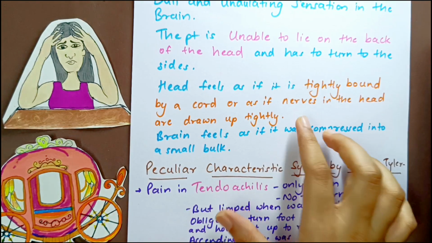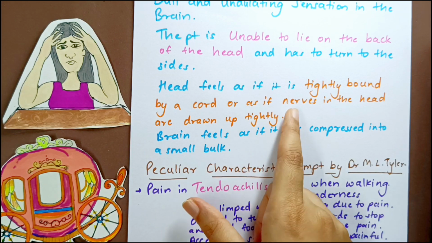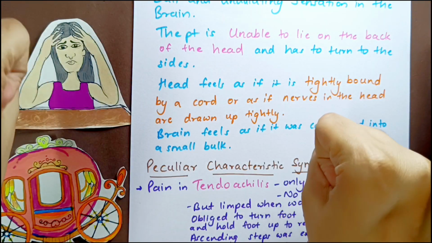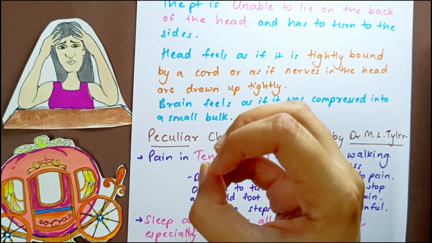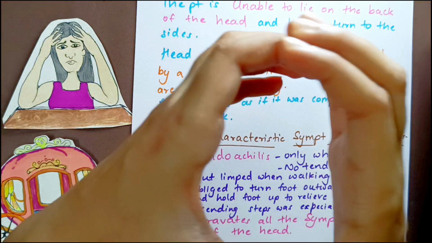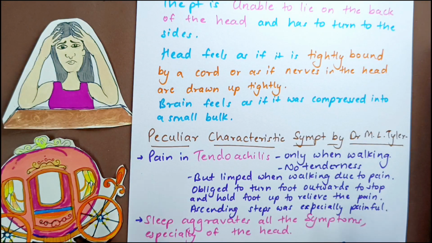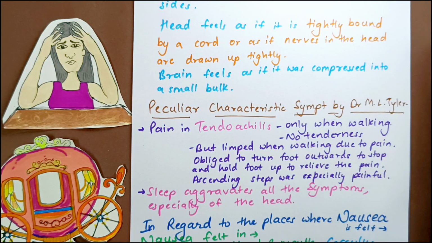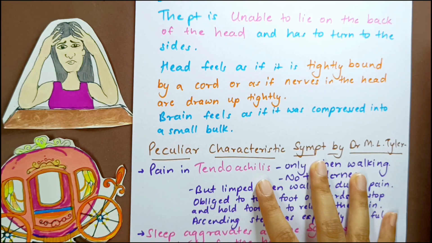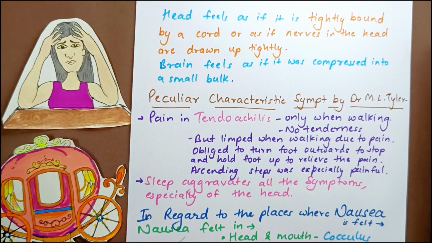The head feels as if it is tightly bound by a cord, or as if the nerves in the head are just drawn up tightly. The brain feels as if it was compressed into a small bulk. So it feels as if it has been tightly bound, just tightly drawn up, and that is why the brain is feeling as if it is compressed into a small bulk. And that is the whole sensation that these patients tend to have. That's all about the head. Now, a few more peculiar symptoms that these patients have, which are mentioned by Dr. Emil Tyler.